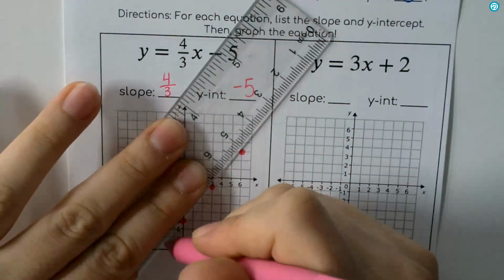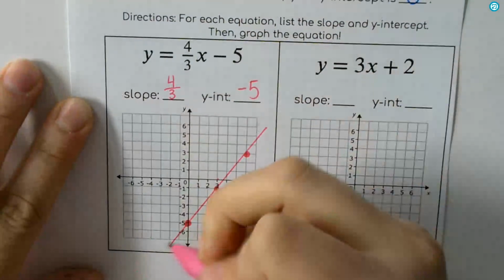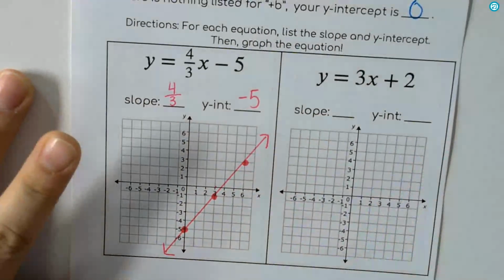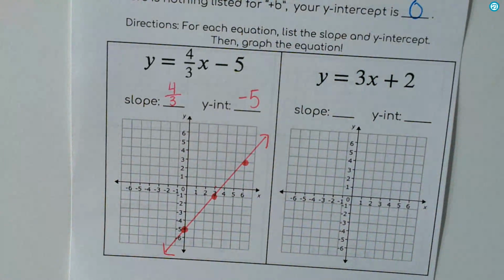Later this unit, we are going to graph inequalities, and we're going to have to shade above or below this line. 103,643. Sorry, it signed me out.